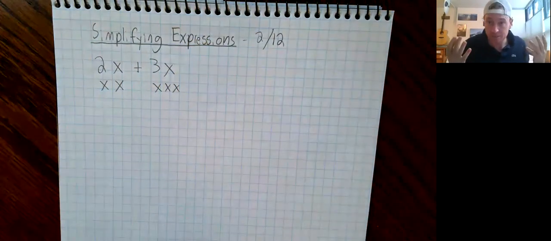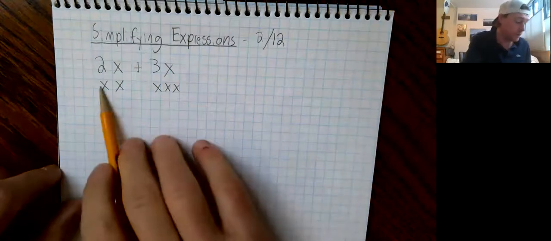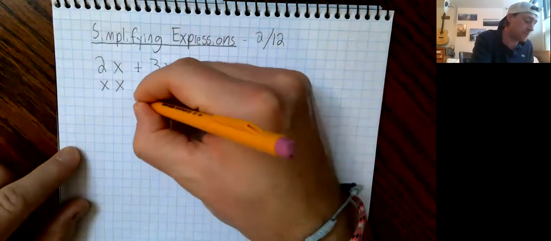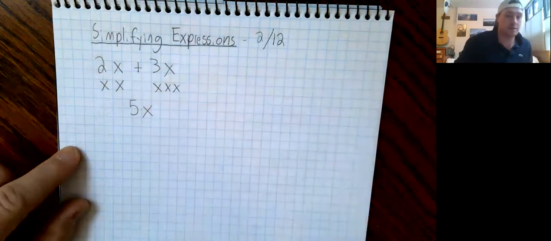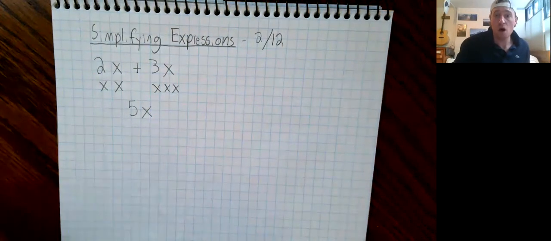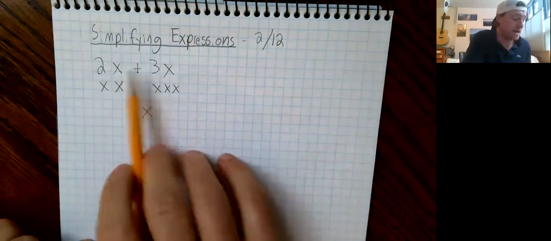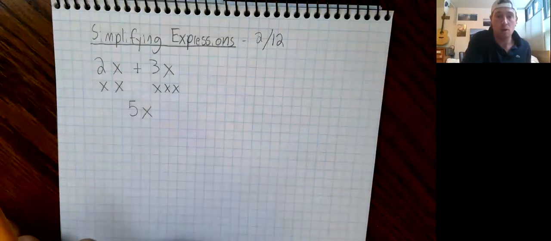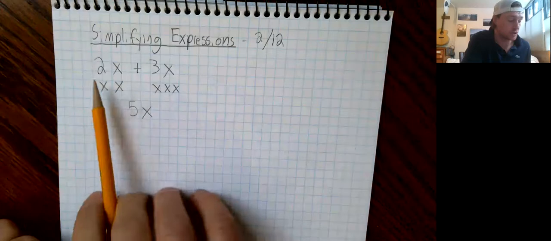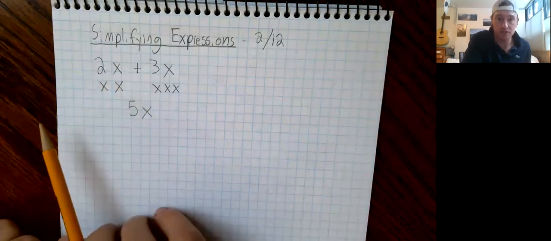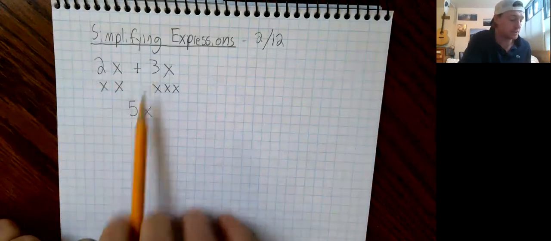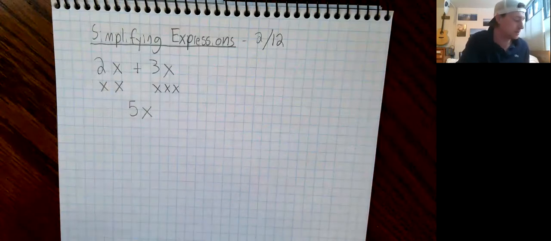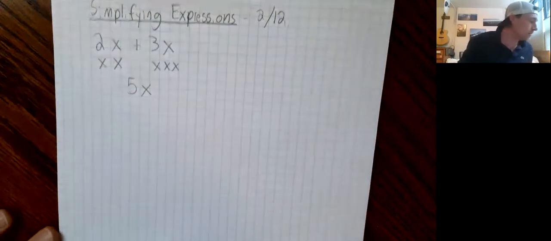How many x's do we have in total? Well, 1, 2, 3, 4, 5. So my simplified expression is 5x. So all I'm doing here is I'm combining the coefficients. That is the name of the game when we are simplifying expressions. We are combining coefficients. And that's all we did here. 2 plus 3 is 5. So I simplified and got this to 5x. Okay, let's take on something a little more difficult.